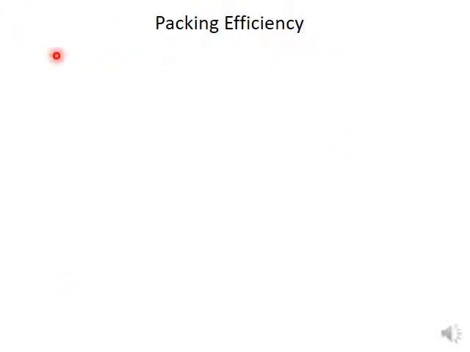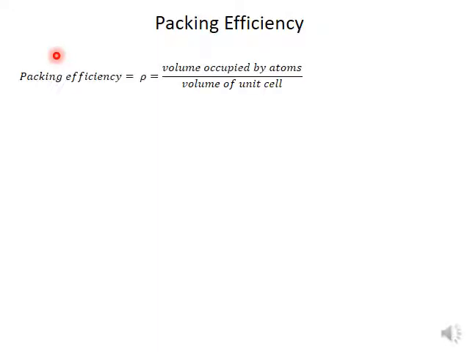So to find out how efficient the packing is, you can actually measure the packing efficiency using this atomic close packing. So the packing efficiency is a parameter which you can measure for a certain crystalline system, and it's given by the volume occupied by atoms within a unit cell divided by the volume of the unit cell itself.